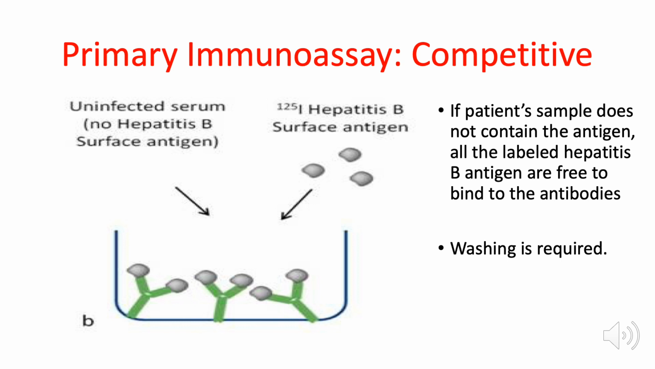The sample of the patient and the known hepatitis B surface antigen with radioactive compound are added at the same time into the setup. But since the patient does not have the antigens for hepatitis B, the known hepatitis B antigens with iodine radioactive compound are all free to bind to the antibodies. That's why, even if you do washing, they will not be removed from the setup. And once you measure the amount of radiation, you'll get a very high result. And that would indicate that the patient does not have the antigen.